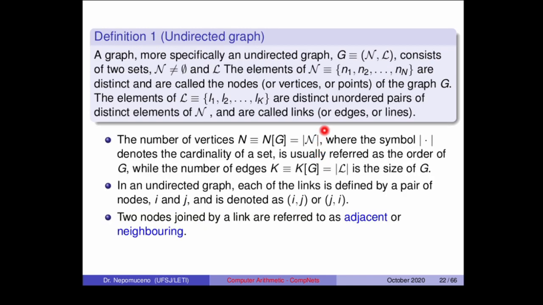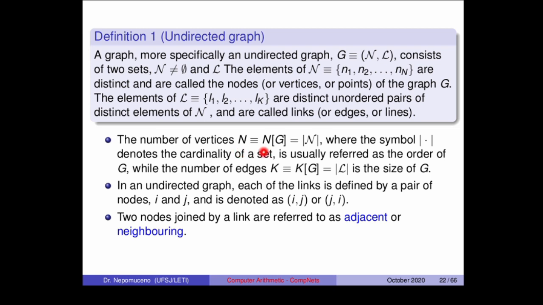Right. So definition 1, an undirected graph. More specifically, an undirected graph G of N and L consists of two sets, N different from 0, and L. The elements of N, N1, N2, up to Nn, are distinct and are called the nodes, or vertices, or points, of the graph G. The elements of L, L1, L2, to Lk, are distinct unordered pairs of distinct elements of N, and are called links, or edges, or lines.